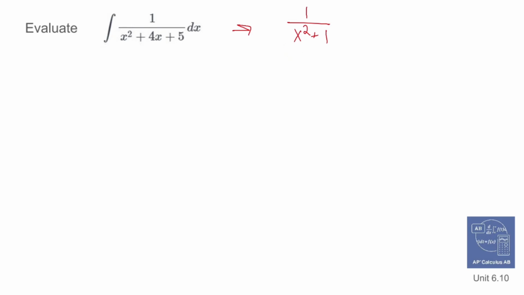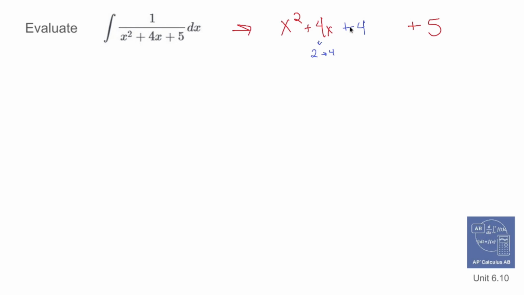Maybe I should have used u. But I want to make it look something like that. So what I'm going to do is pull x squared plus 4x, and over here plus 5, to the side, and I'm going to complete the square. Now completing the square has you take half the number in front of x, which is 2, square that, which is 4, and then add that over here.